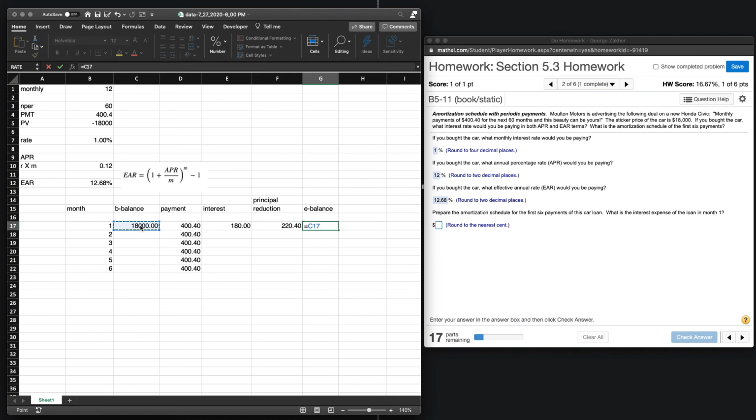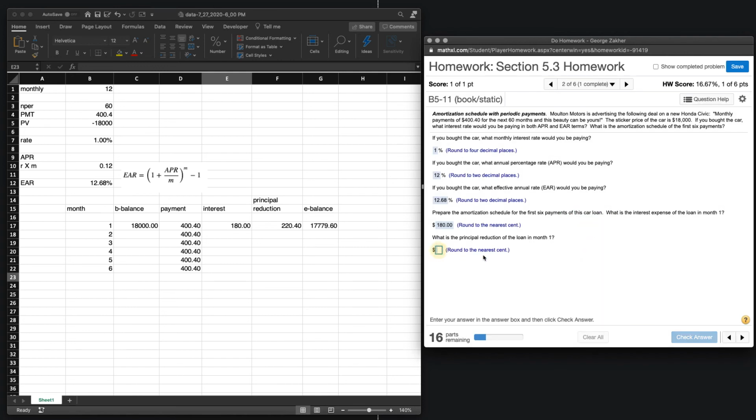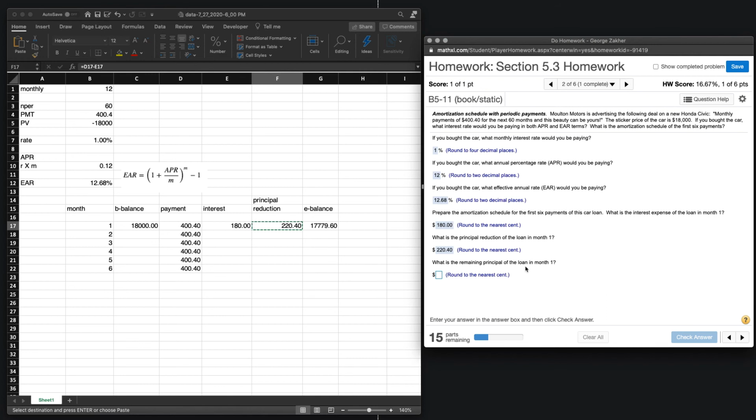Let's go ahead and punch it into our question. They're asking for the interest expense. It looks like it's $180. Next is, what is our principal reduction? It looks like it's $220. And what is the remaining principal of the loan in month 1? What that translates to is, what is the ending balance? What else do we owe? What's left? Remember, that's what we mean by remaining principal. All right, wonderful. So they're going to ask us this up until month 6.